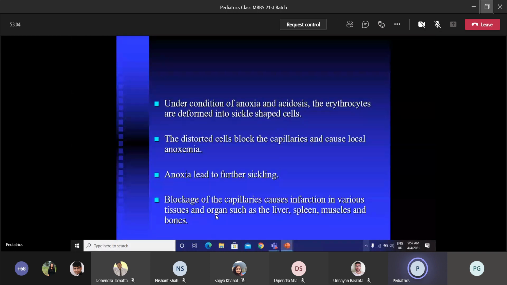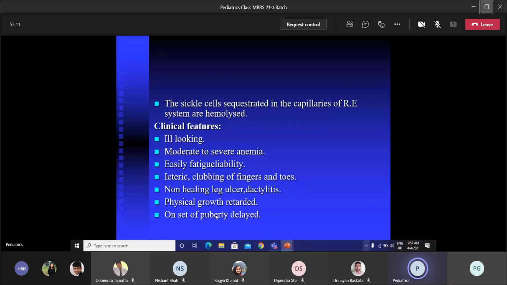Sickle cells sequestered in the capillaries of the reticuloendothelial system are hemolyzed. By this way, the red blood cell destruction occurs, and in sickle cell anemia, basically hemolysis occurs in this way and causes anemia.